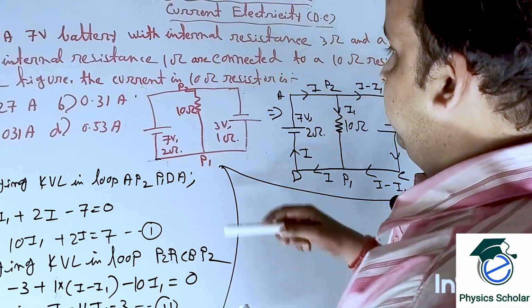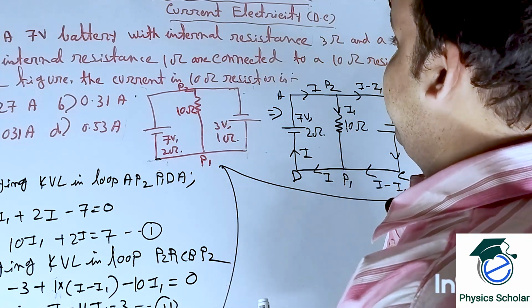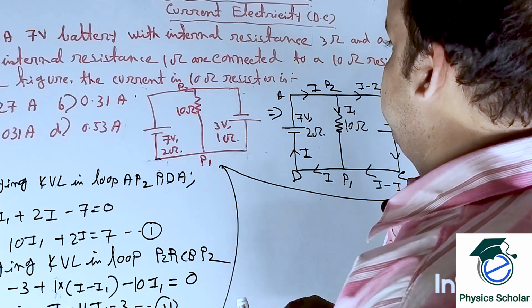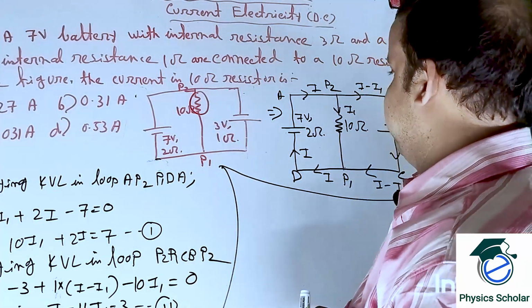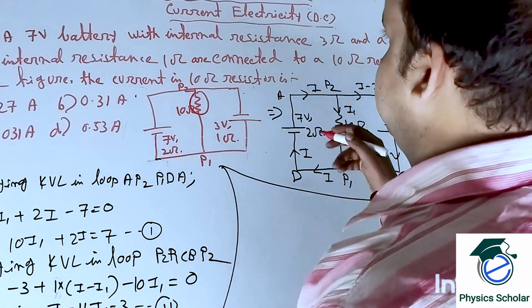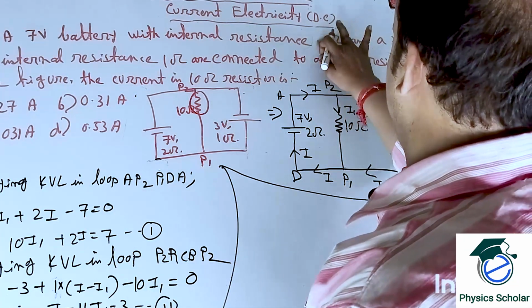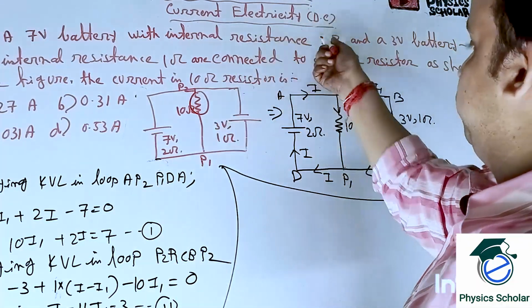A 10 ohm resistor is connected like this. We have to find the current through the 10 ohm resistor, how much current is flowing through this resistor. And the 7-volt battery will have 2 ohms, as per the figure.